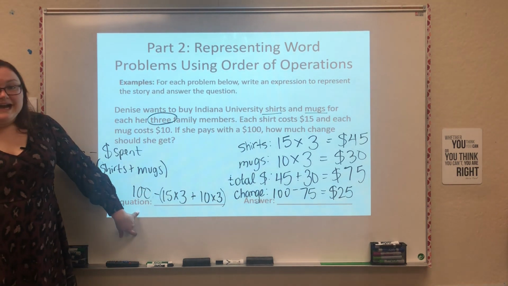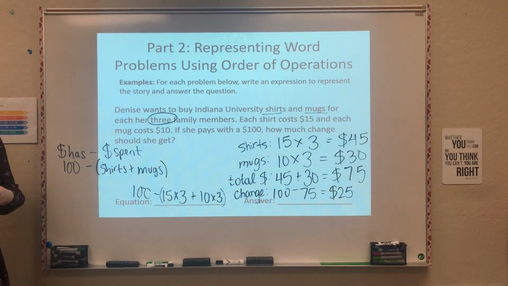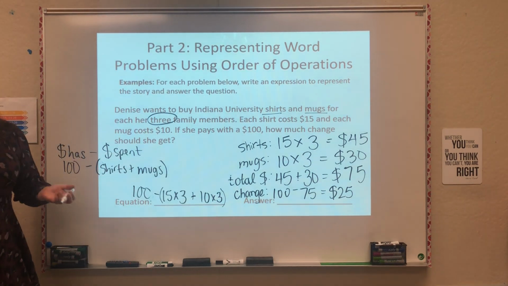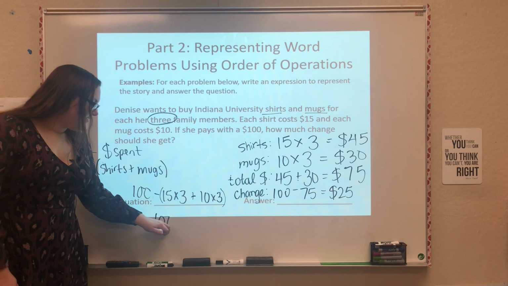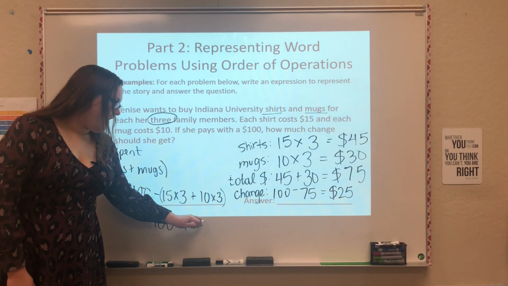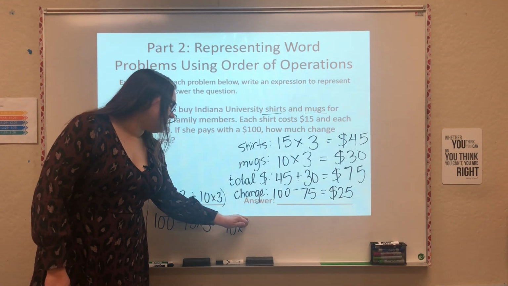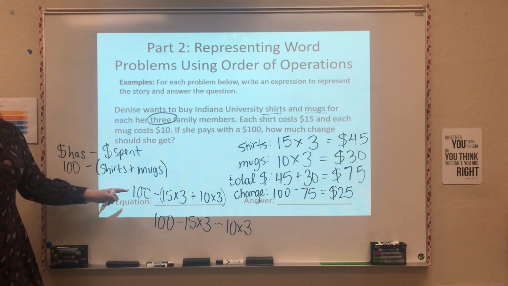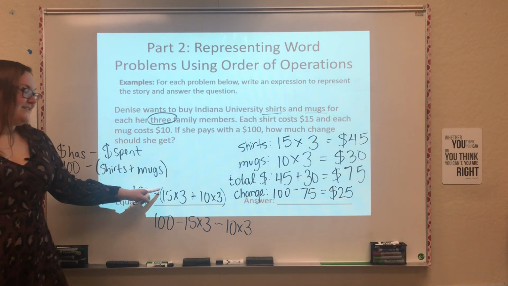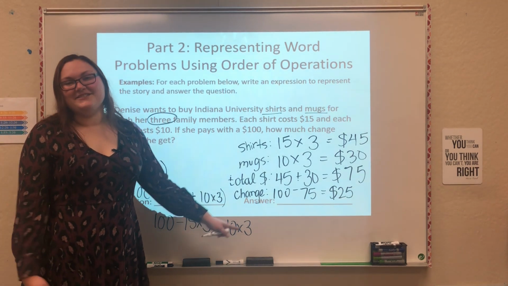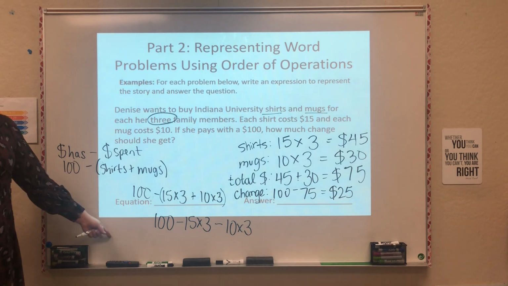Now this is one option for this equation, and I do want you to know there are many ways you could actually write this. This is one way, and I like this way because it's showing we're subtracting the total amount of money spent. Another way you could say this is she's got $100, she's subtracting the cost of the shirts, and she's also subtracting the cost of the mugs. These two things mean the same thing. I'm subtracting the cost of everything. That's the same way of saying I'm subtracting the cost of the shirts and subtracting the cost of the mugs. So this is another option.